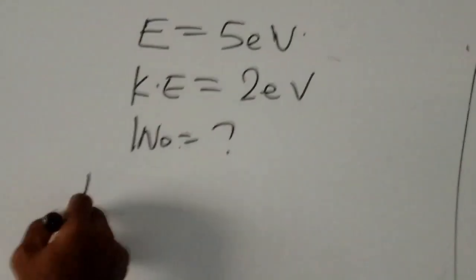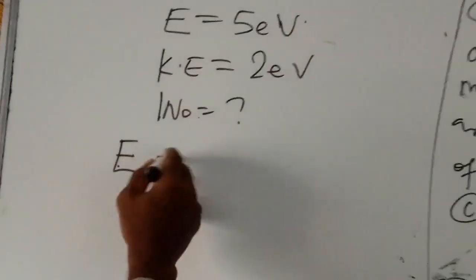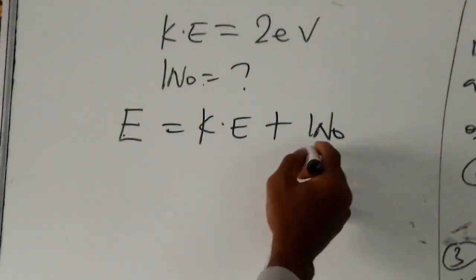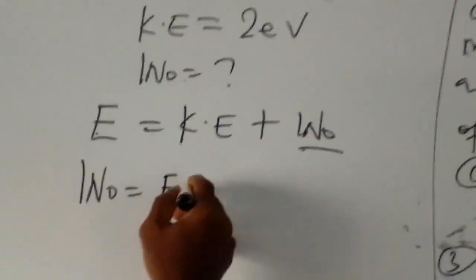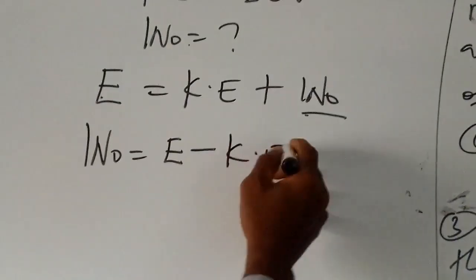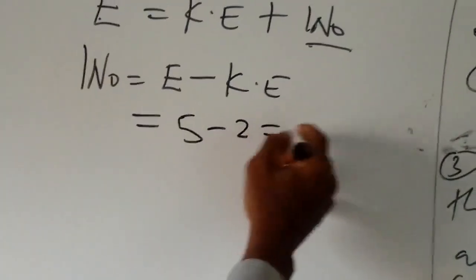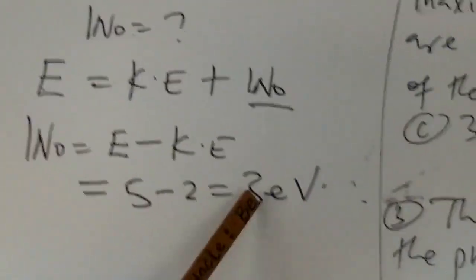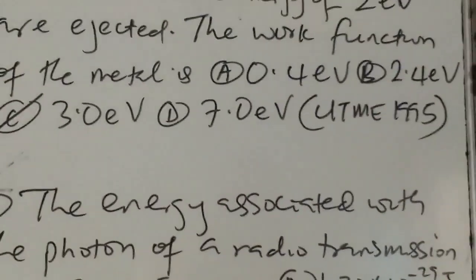Now, based on Einstein's photon equation, the energy of the photon is given by kinetic energy plus work function. We now make work function the subject. Work function now becomes the energy of the incident radiation minus the kinetic energy. So that's going to be 5 minus 2, which is 3 electron volts. So the work function of the metal is 3 electron volts. Going to the question, option C is the answer. And this is UTME examination 1995.